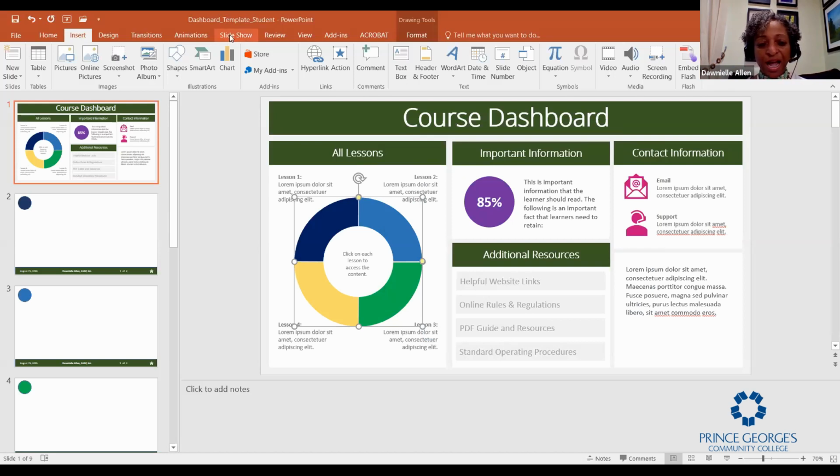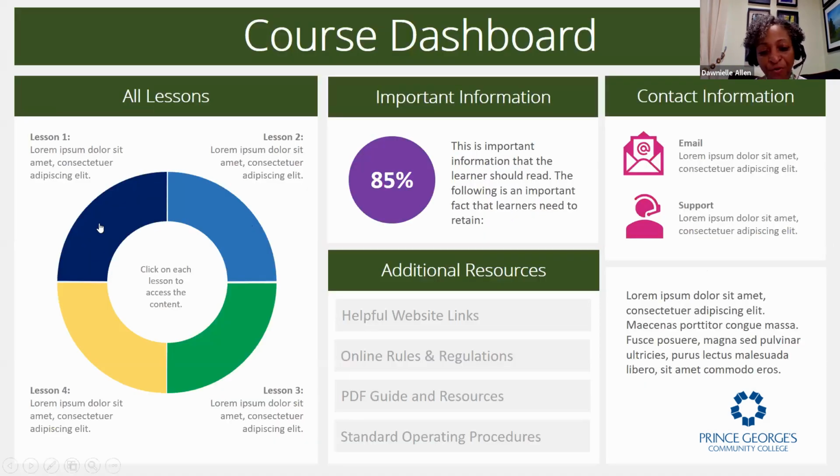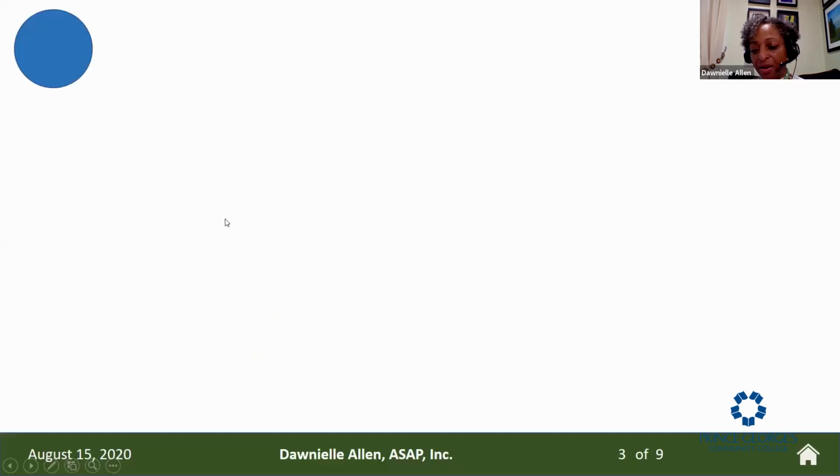You go to slideshow. You go to current slide. Now I should have a pointy finger on the dark blue and the light blue. I can click the light blue. It takes me right to that slide. Everybody with me? Give me thumbs up. All right. We're cooking here.